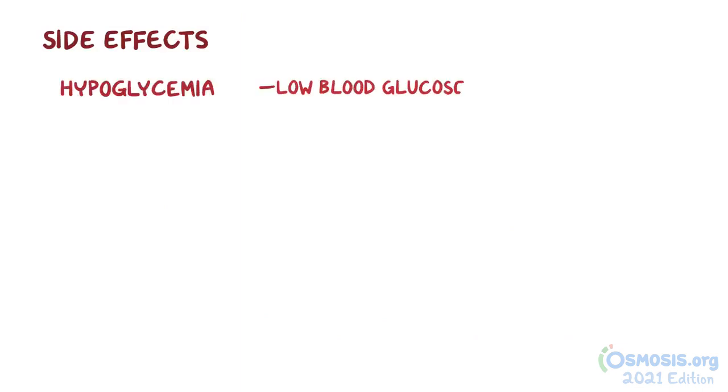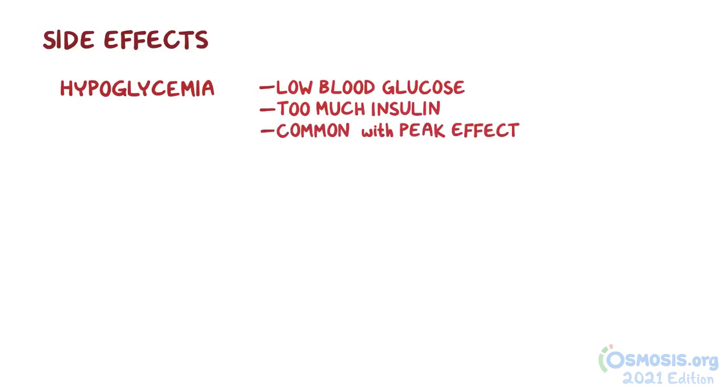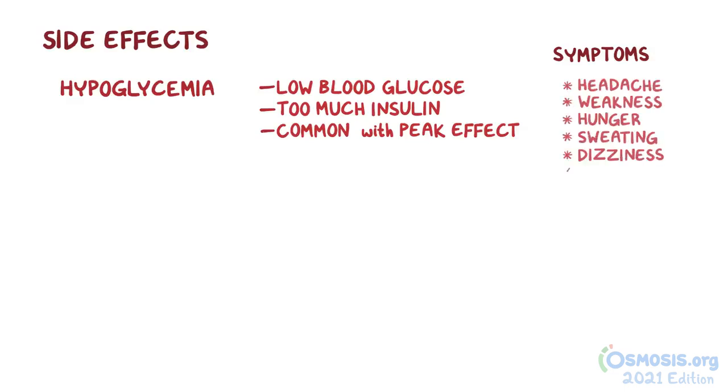The main side effect of insulin therapy is the risk of hypoglycemia, or low blood glucose, due to the administration of too much insulin. This is more common with insulins that have a peak effect. Some symptoms of hypoglycemia include headache, weakness, hunger, sweating, dizziness, anxiety, and tachycardia.